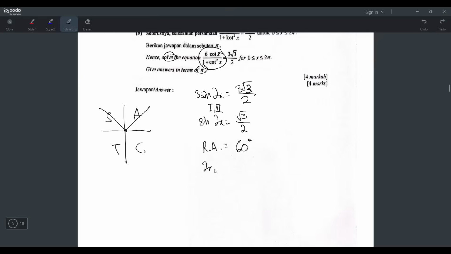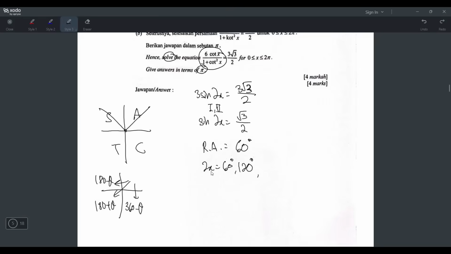So you have to write 2x will be the first quadrant, which is 60. But there's another one in quadrant 2. And how do you convert quadrant 1 to quadrant 2? 180 minus. From 1 to 3 is 180 plus, and from 1 to 4 is 360 minus. I want to convert to 2, so 180 minus 60, you get 120. So these are all the answers for 2x.